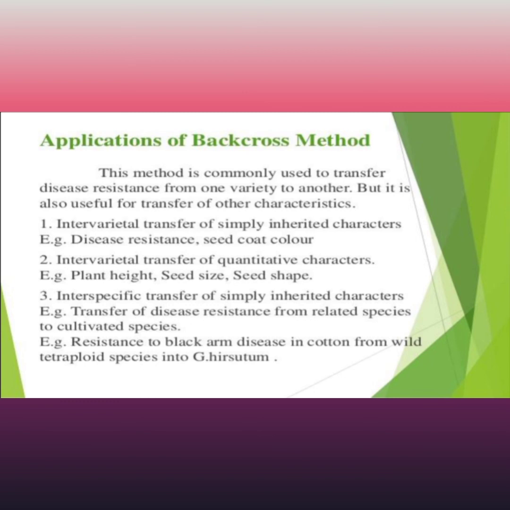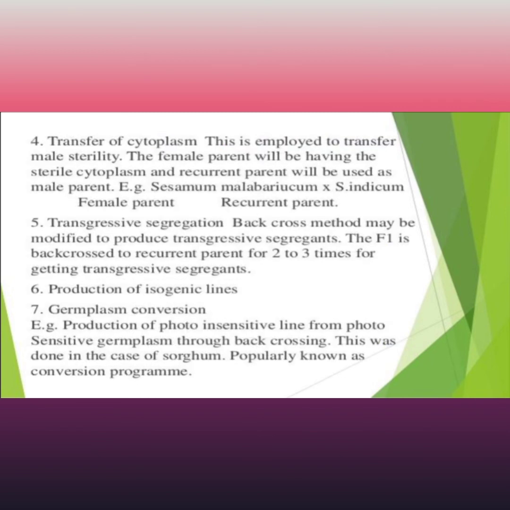Resistance to black arm disease in cotton from a wild tetraploid species into G. hirsutum. Transfer of cytoplasm: this is employed for the transfer of male sterility. The female parent will have the sterile cytoplasm, and the recurrent parent will be used as the male parent. For example, Cesium melbaricum and Cesium indicum, the female parent and the recurrent parent.